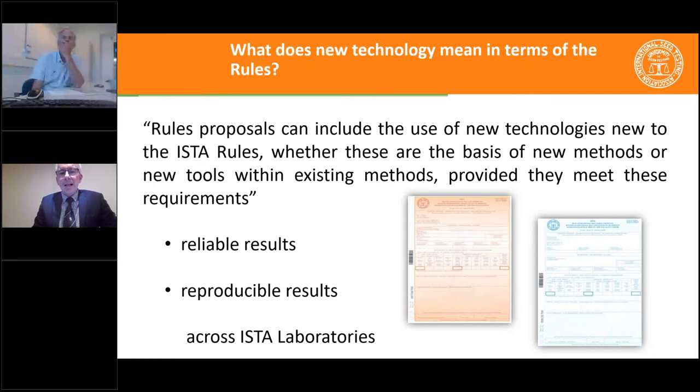And a key part of the method validation program, which involves comparative testing, is to ensure that new methods or new species, if they're being introduced into the rules, are giving reliable and reproducible results across laboratories.